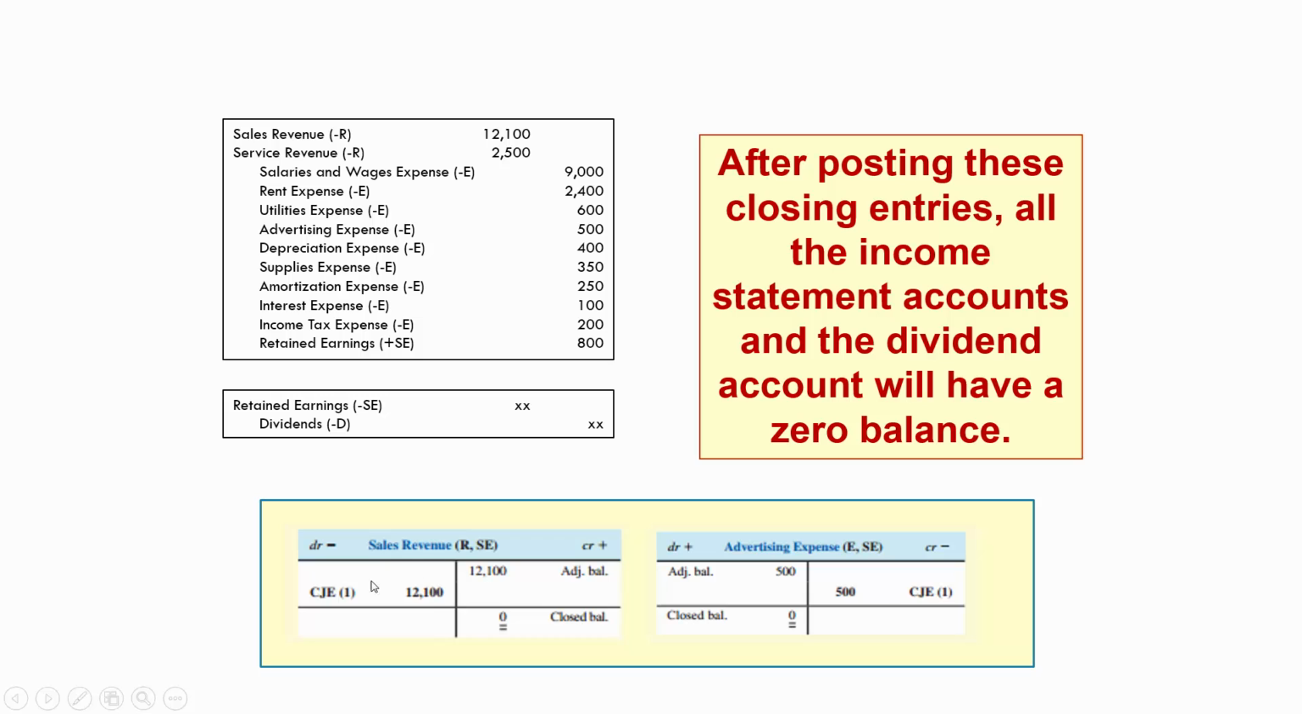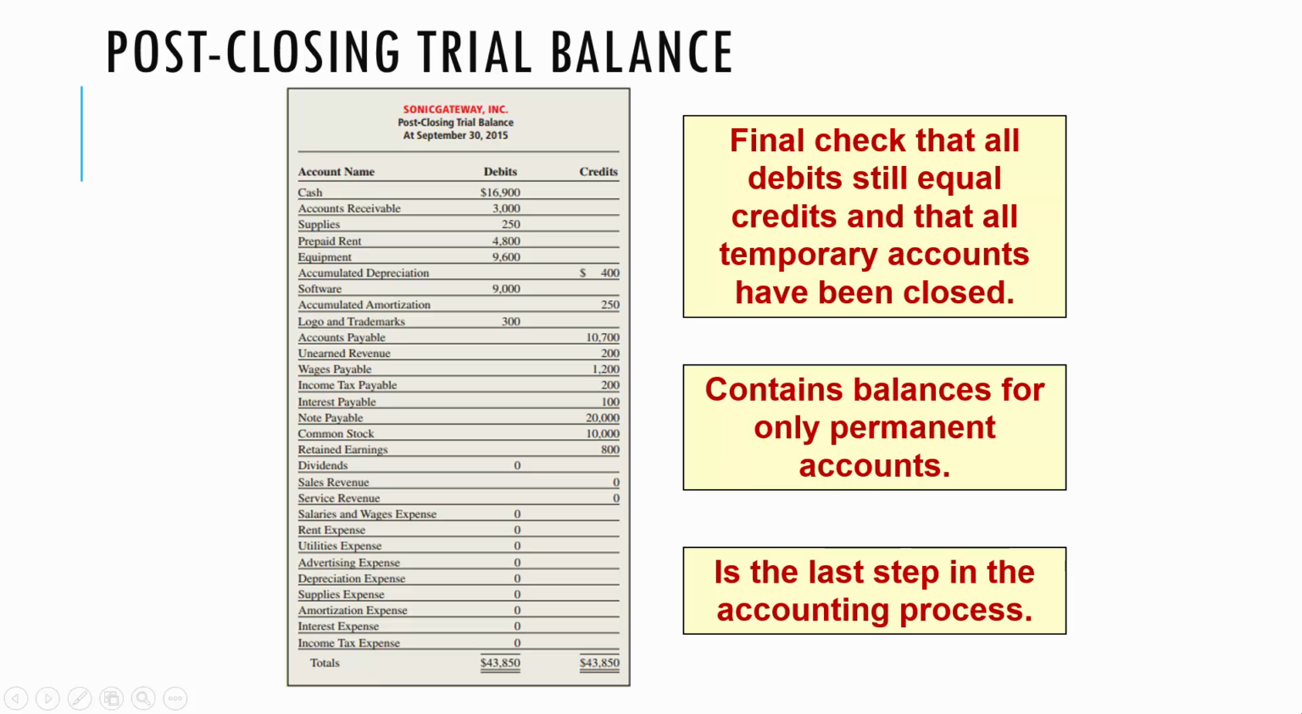Now this is just showing a few of these T accounts or ledger accounts. We could have gone through and shown all these accounts, from sales revenue all the way down to income tax expense. And after we did this journal entry, it would have zeroed them out just as these two have been zeroed out. Retained earnings is not being zeroed out here. Instead, we are transferring an amount to retained earnings.